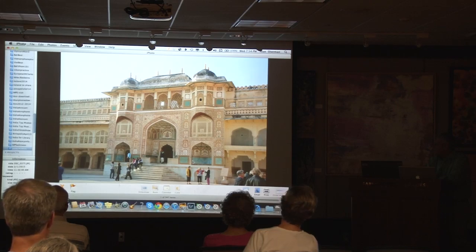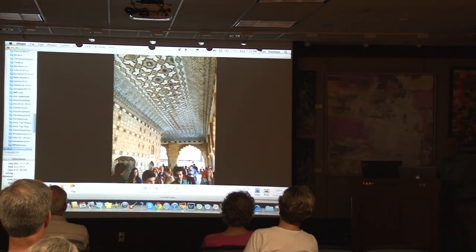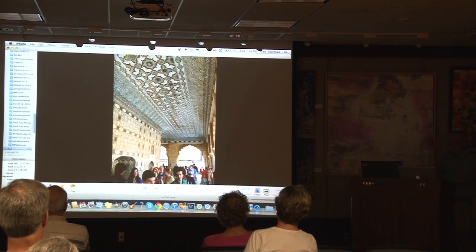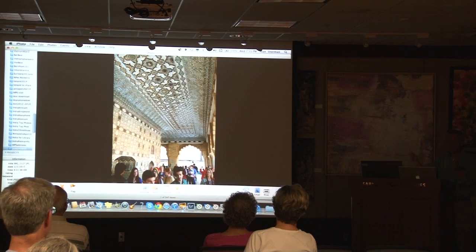This is one of the main gates that took you into some of the residential areas. But there's so much detail on this. I mean, it's hard to believe. This was a special place called the Sheesh Mahal, and all of the ceiling was covered with these little mirrors, the little reflecting surfaces. And the story is that the young women would dance in there for their Maharaja with candles, so that at night all of this stuff would reflect.